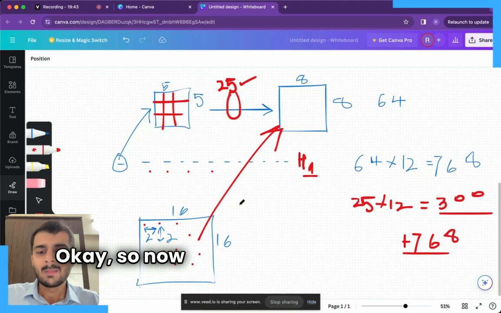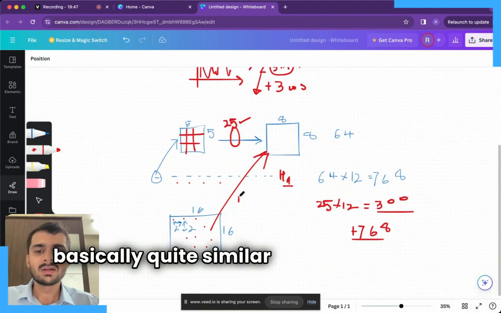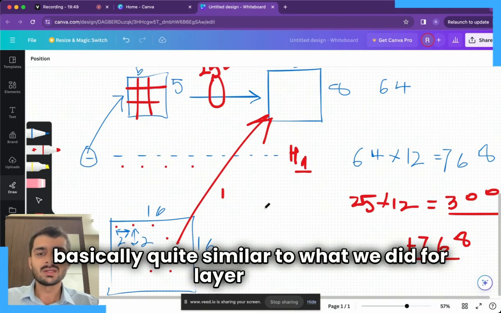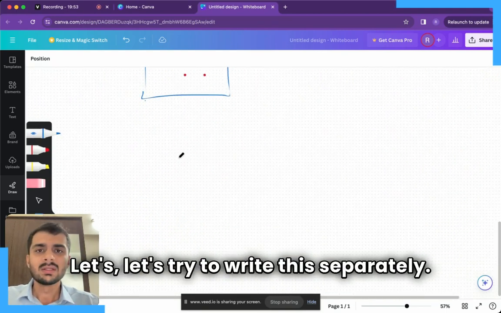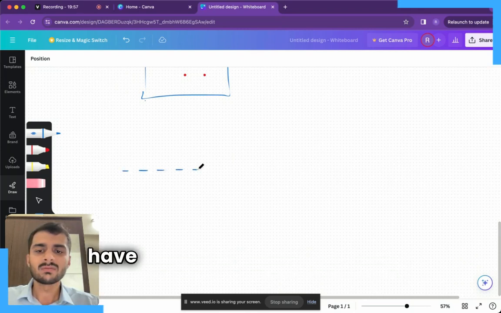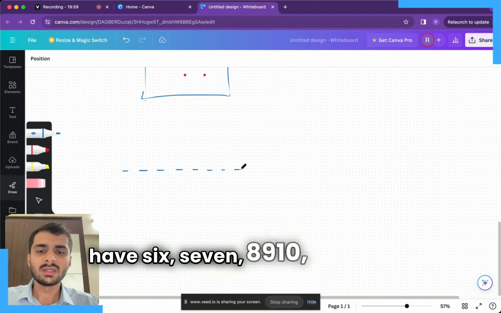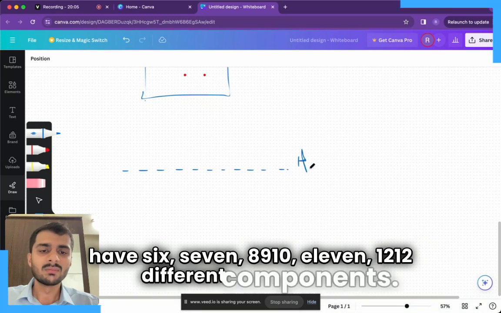Okay, so now what we are doing in layer H2 is basically quite similar to what we did for layer H1. Let's try to write this separately. So layer H2 is again going to have 12 different components.